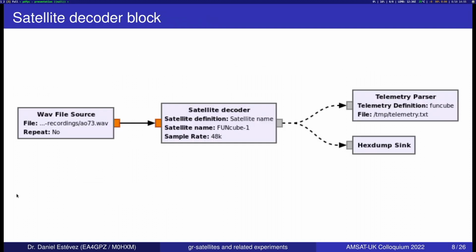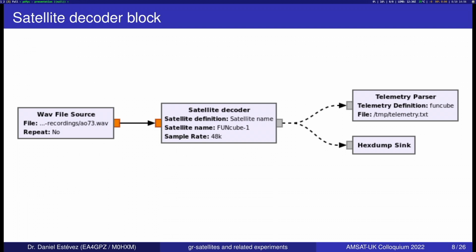You can also use GR Satellites in GNU Radio Companion, so you can build your own flow graphs using GR Satellites. And they can be as simple as this one, where I'm doing the same thing as before, but here I have my WAV file source. This is a GNU Radio block. Then this is the GR Satellites decoder block. So it does everything, most of the work is contained inside this very high-level block.